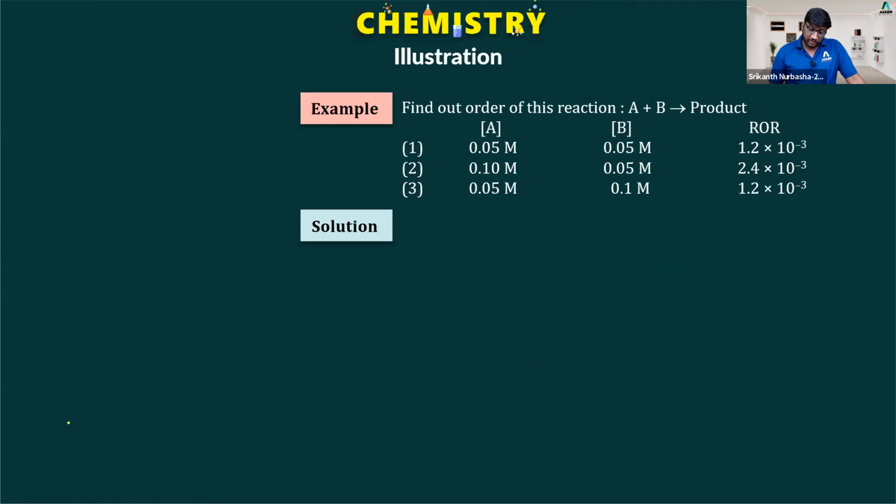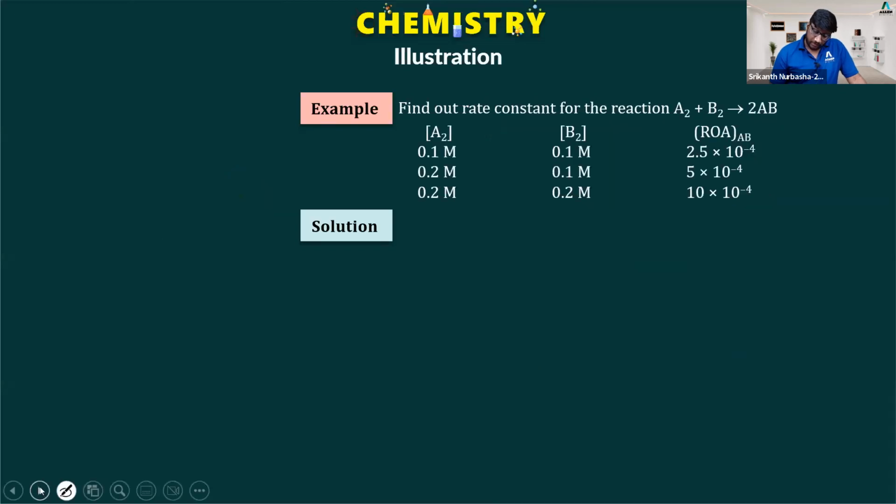The same question, right? Yes, sir. Find out the rate constant for this reaction. A2 plus B2 gives 2AB. So try to solve. I'll be back in just 1 minute.